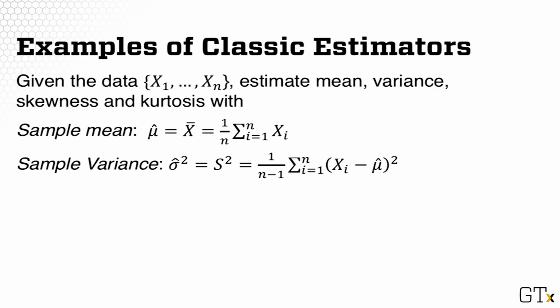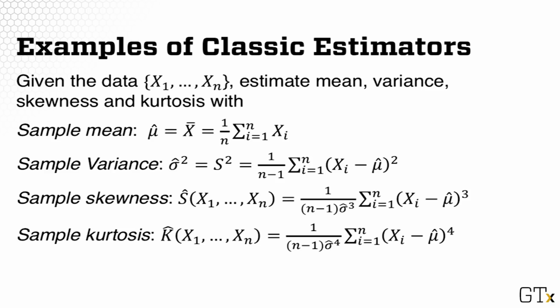Specifically, we begin with data x1 to xn and estimate the sample mean by the average of the x's, denoted x bar. This is called the sample mean. For the sample variance, we first center the x's by the estimated mean or sample mean. Then we take the sum of the squared centered data and divide it all by n minus 1.